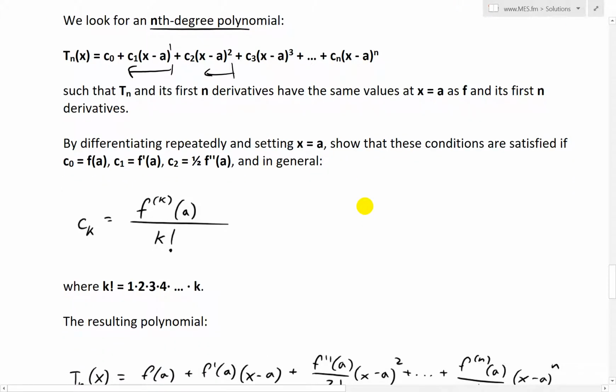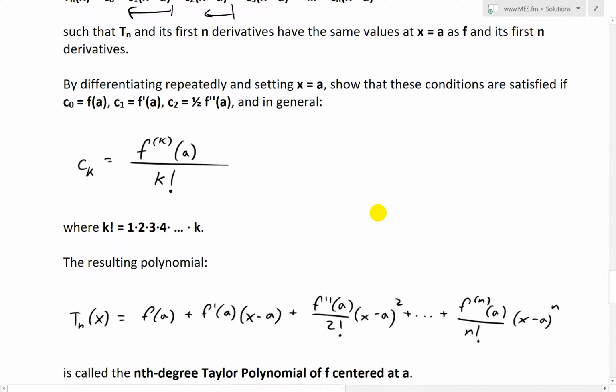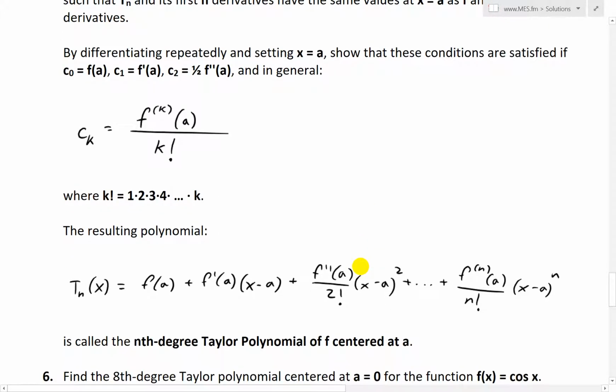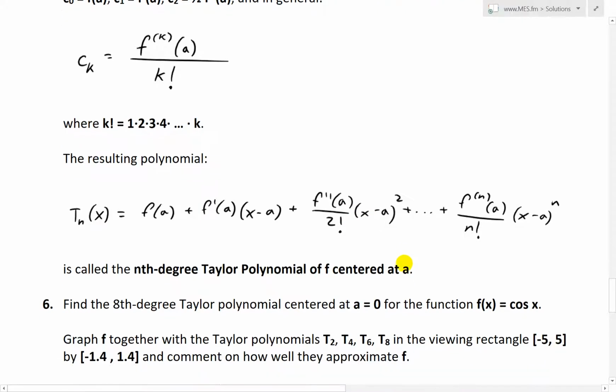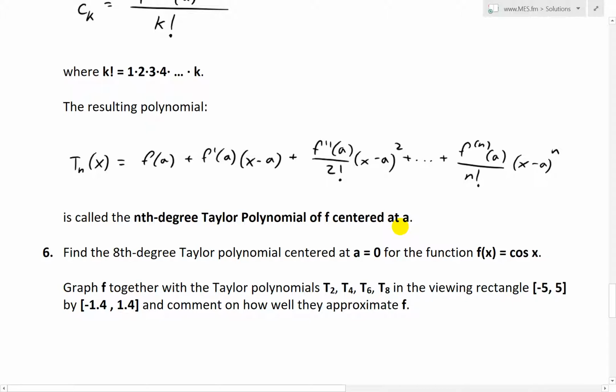Then when you solve for the constants, when you set all the derivatives equal to each other at x equals a, that is again the point we want to approximate nearby. Then I showed that we get a pattern for the constants: each is equal to the k-th derivative at that value a divided by k factorial, and that's associated with whatever the constant is over there.